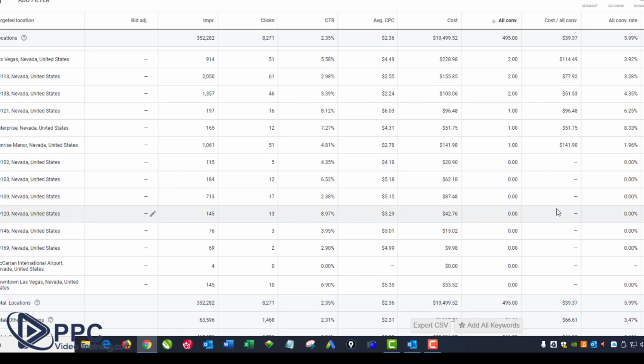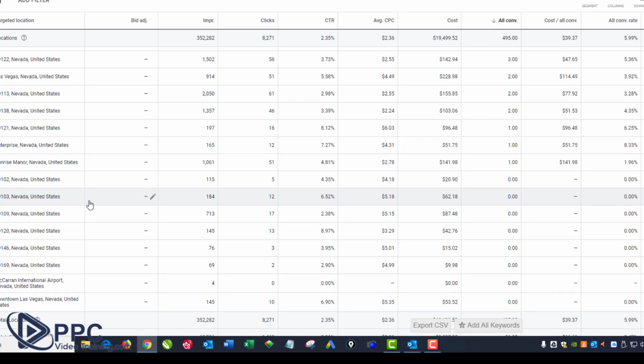So I always will scroll to the bottom and I'll take a look at, you know what, in this area we've spent $87, not a single conversion. And in this one, we spent $62, not a conversion. This one, we spent $141 and only had 1 conversion based on 51 clicks.